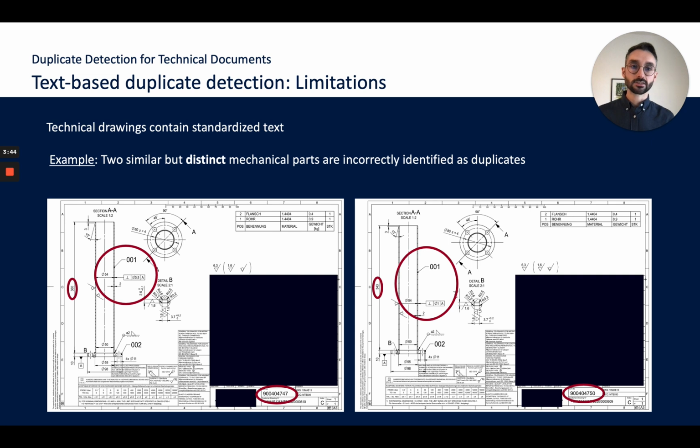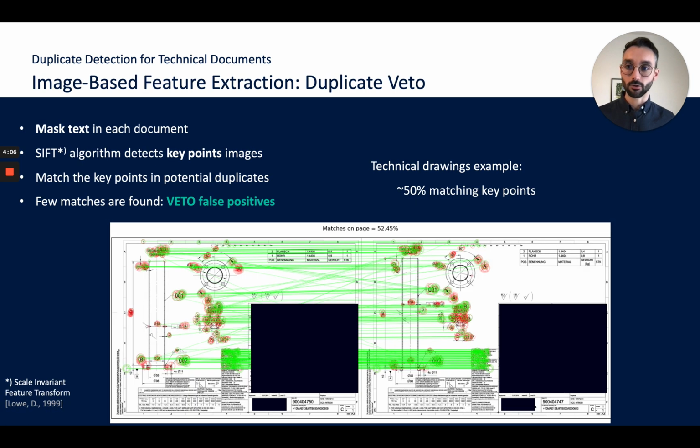Now, the limitations of this text-based extraction, as I said, comes when we have, for example, technical drawings, which contain standardized text. These 2 documents were identified as duplicates. However, you can see the mechanical part that is depicted clearly has different measures, different layout, and a different drawing number. So it's not the same document. And we go about this by doing the following steps.